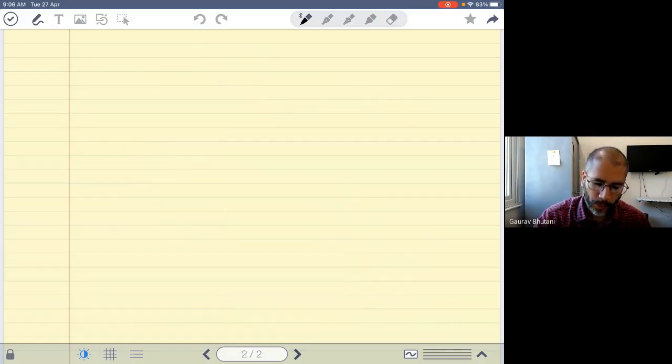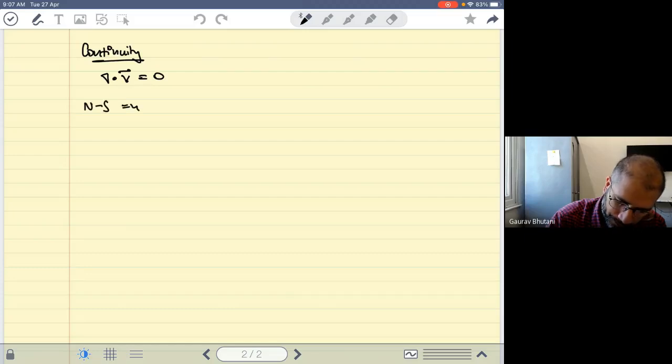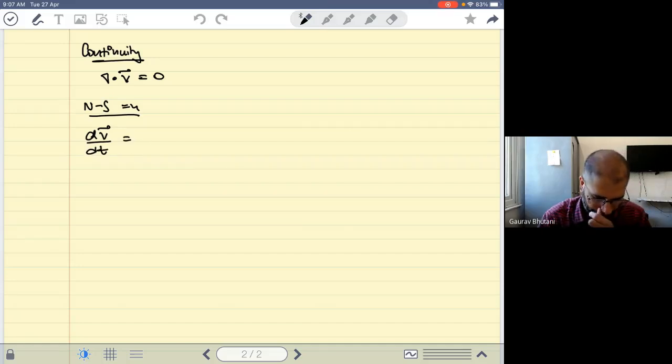Okay, so let's recall the two equations we had. The first equation was continuity. For an incompressible flow, we write it as the divergence of velocity equal to 0, and the other one was the Navier-Stokes equation, which was an equation for the rate of change of momentum. So we have dv by dt. Sometimes we write that as the sum of the local change and the convective change.